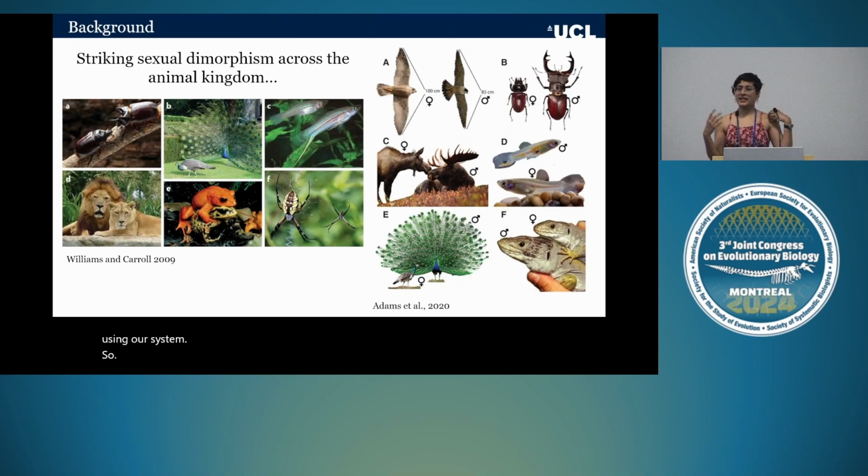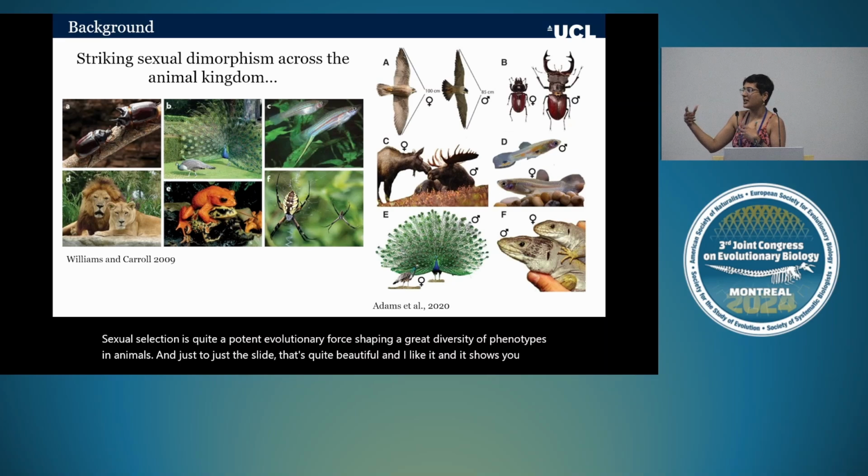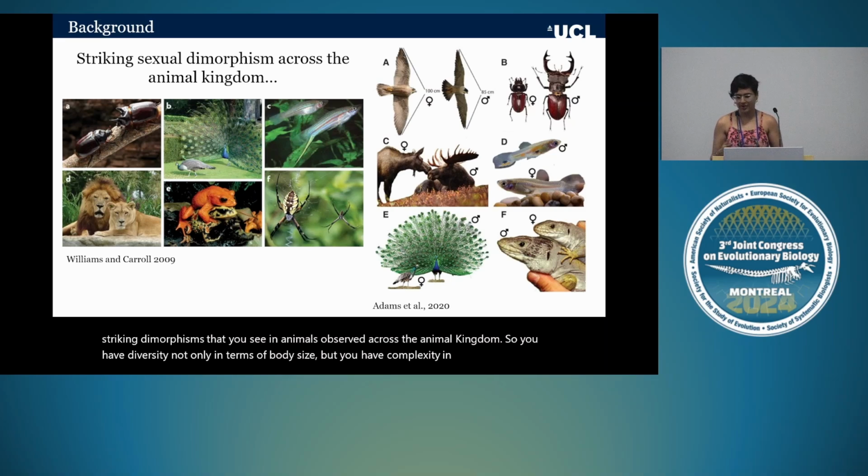Sexual selection is quite a potent evolutionary force, shaping a great diversity of phenotypes in animals. This slide is quite beautiful and I like it. It shows you the striking dimorphisms that you see across the animal kingdom. So you have diversity not only in terms of body size, but you have complexity in anatomical structures, sex-specific ornamentation in some of these cases, behavior, shape, and so many different things.